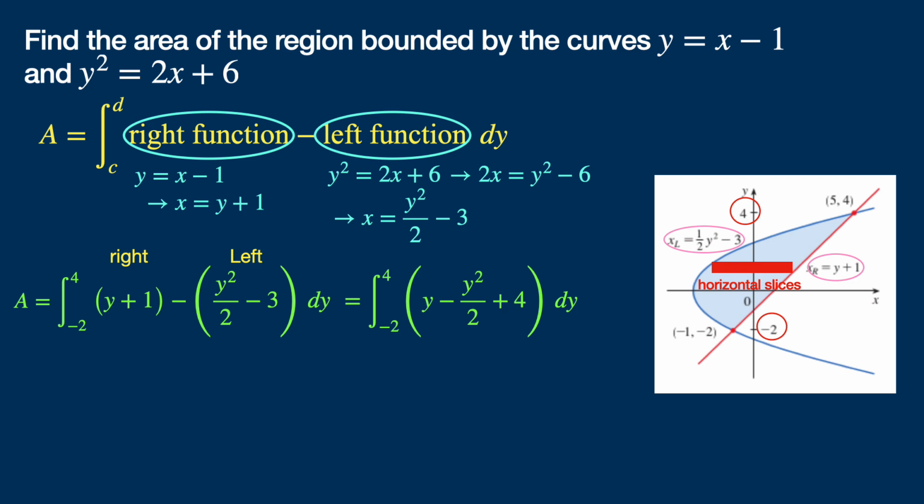So let's find the antiderivative. The antiderivative of y is y squared over 2. The antiderivative of y squared is y cubed over 3, and 2 times 3 is 6. That's why it's negative y cubed over 6, plus 4y, from y = negative 2 to 4. So let's find the area.